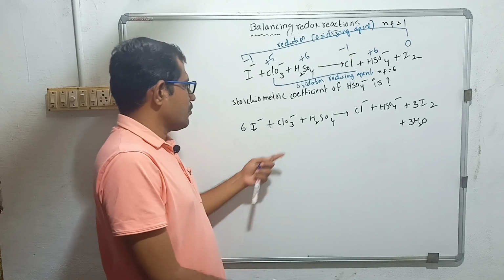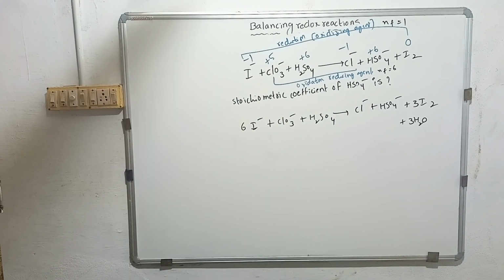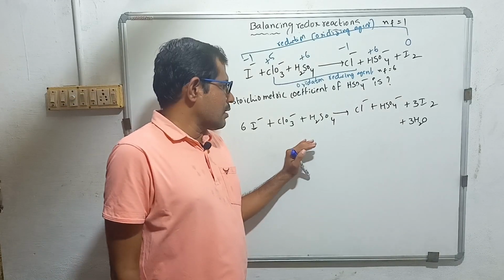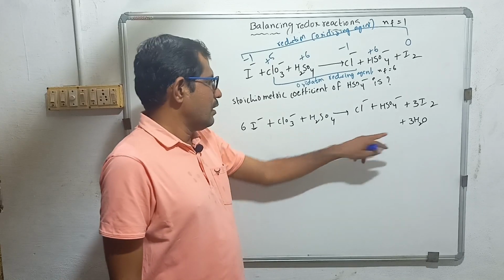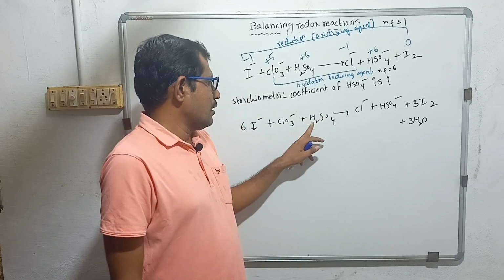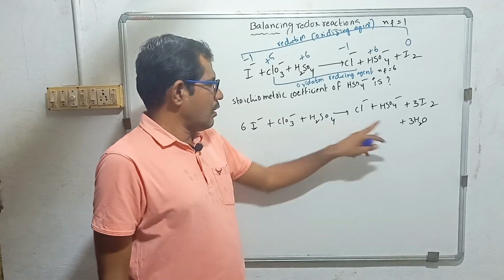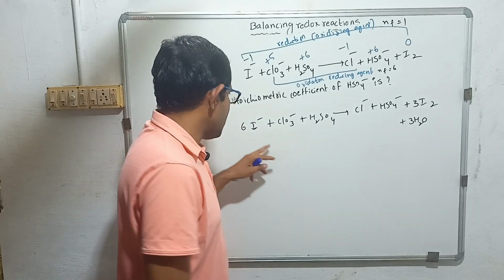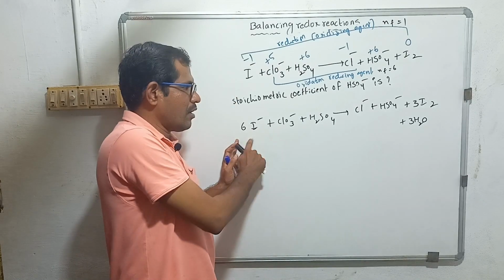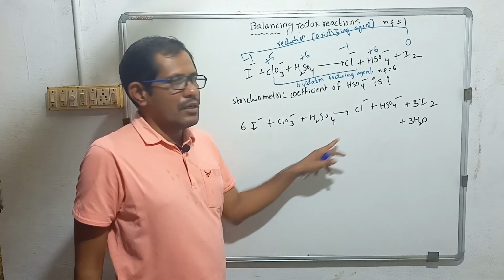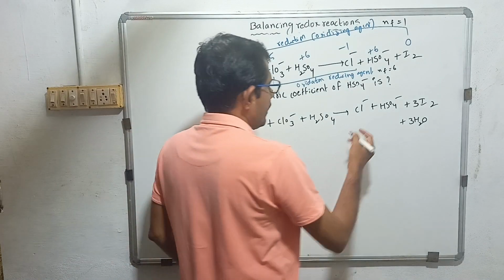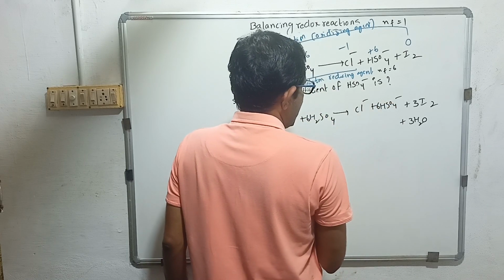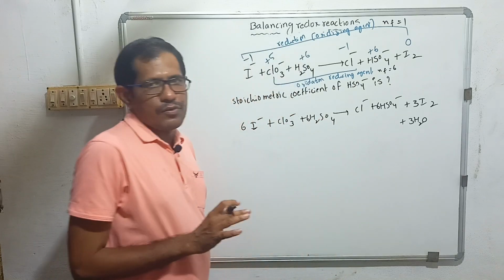Now we need to check for hydrogen atoms. How many hydrogens are there? 7 hydrogens here, and only 2 hydrogens there. 3 twos are 6, plus 1 is 7 hydrogens. Again you need to look into the options. The 6 and 1 are fixed. If I write 6 over here and 6 over here, now the equation is fully balanced.